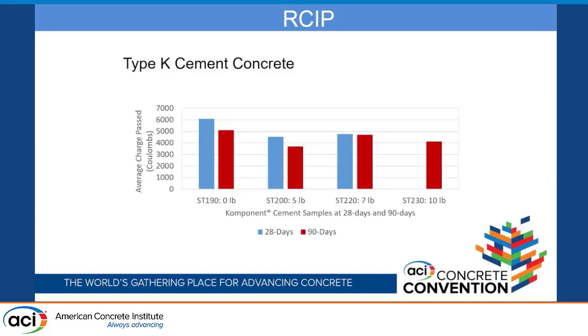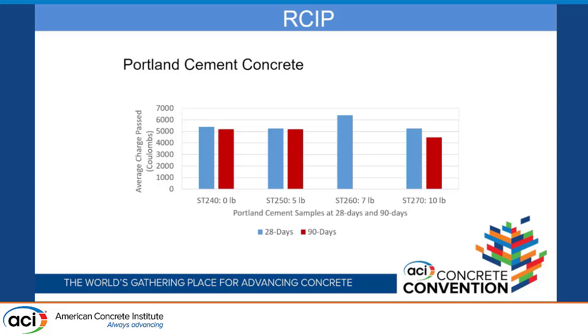For the type K cement, we did see, again, a slight reduction in the amount of coulombs passed as we added the internal curing water for each amount, all the way out to 10 pounds of internal curing water. And then for the Portland cement concrete, we didn't see much of a change for adding internal curing relative to the rapid chloride ion permeability.